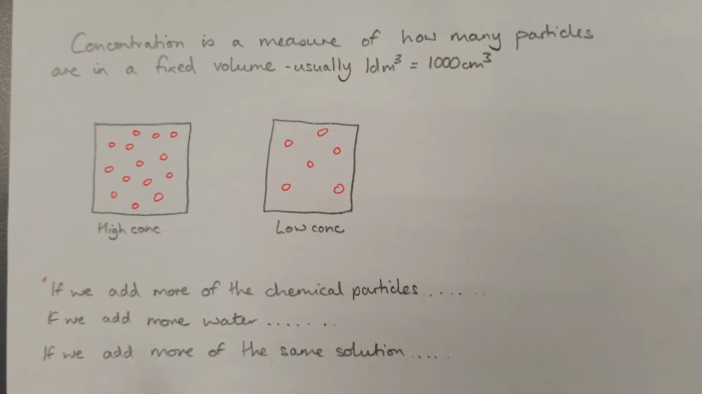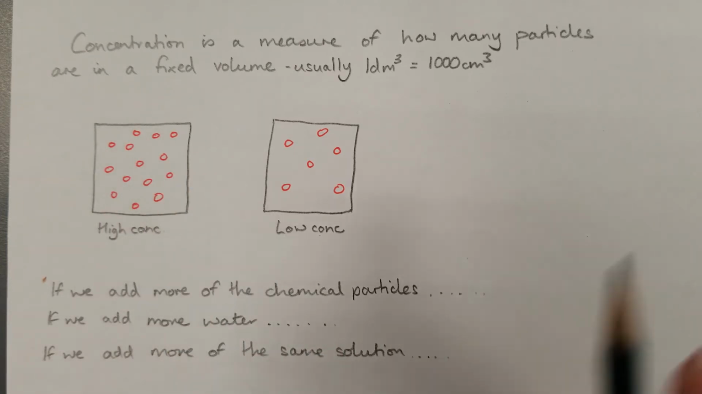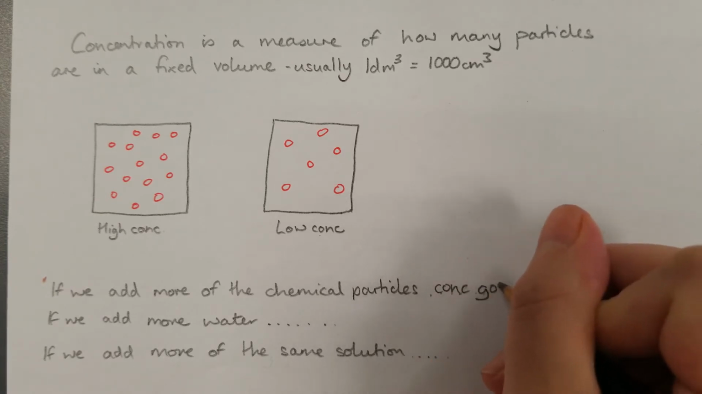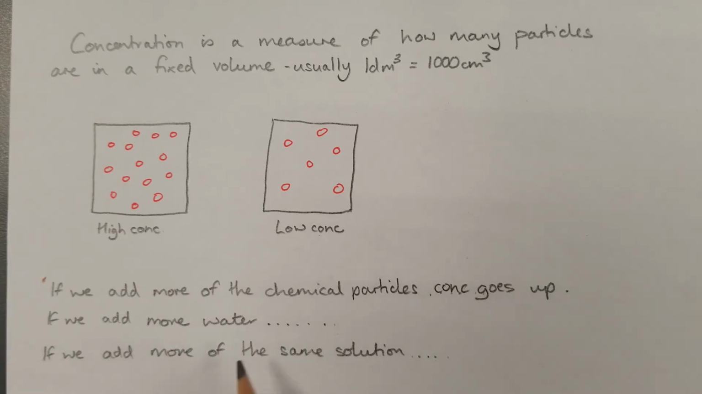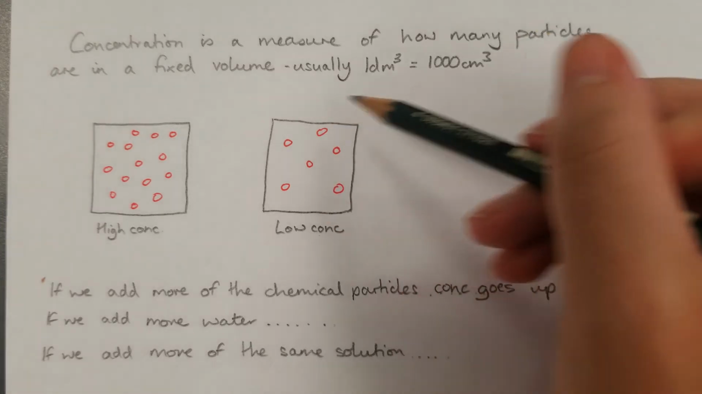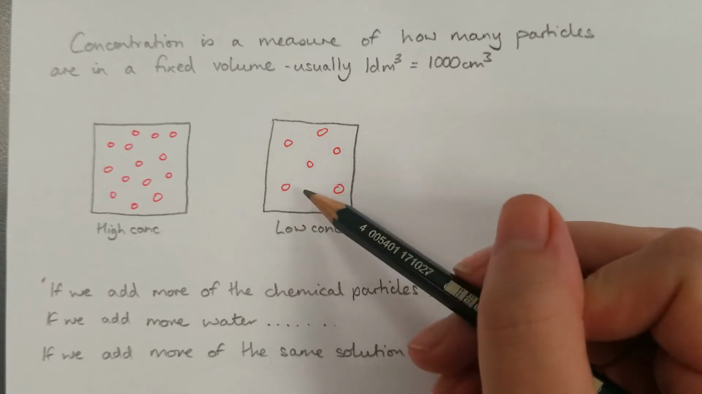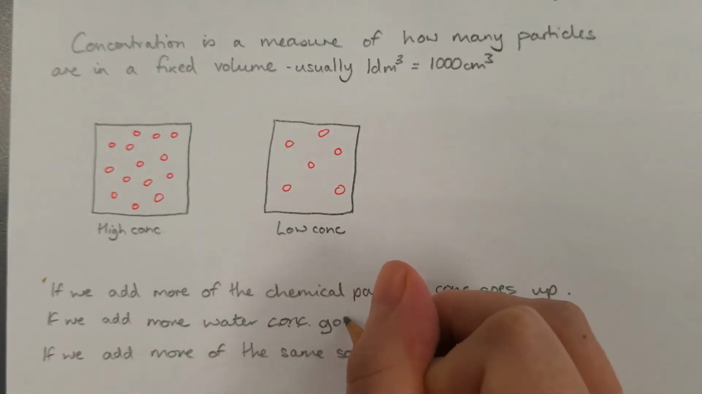Okay. So if we add more of the chemical particles to our solution, we would be putting more circles, more particles, in the same volume. So concentration would go up. If we add more water to our solution, we would be increasing the volume. We'd be making these boxes bigger, but we wouldn't be changing the number of particles in there. So concentration would go down with dilution.